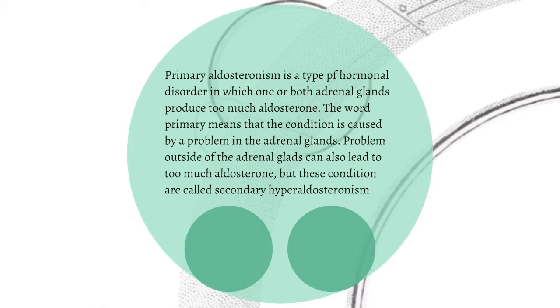Primary aldosteronism is a type of hormonal disorder in which one or both adrenal glands produce too much aldosterone. The word primary means that the condition is caused by a problem in the adrenal glands. Problems outside of the adrenal glands can also lead to too much aldosterone, but these conditions are called secondary hyperaldosteronism.